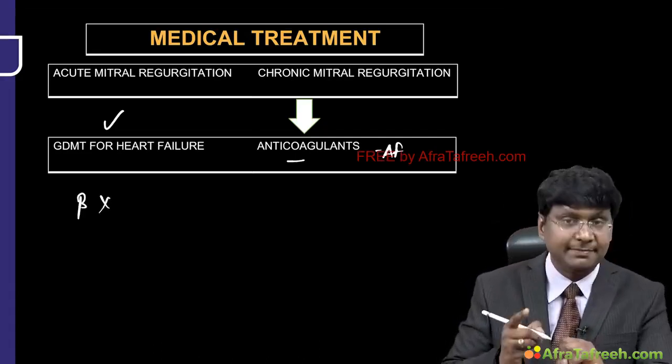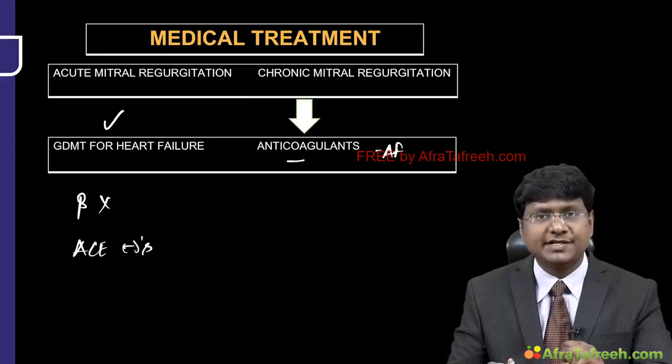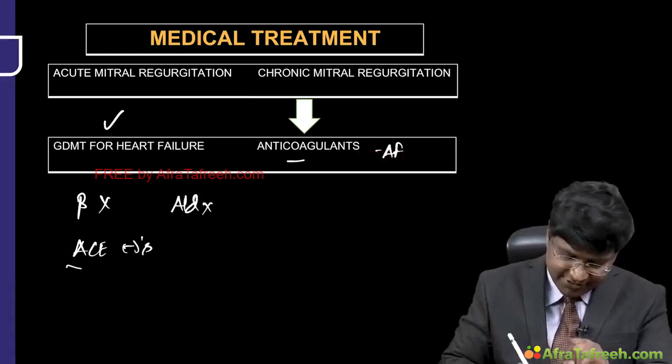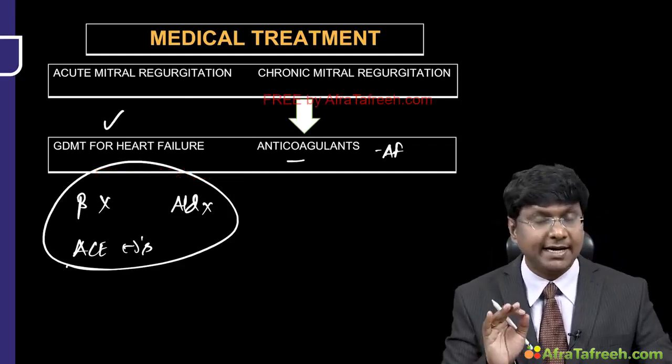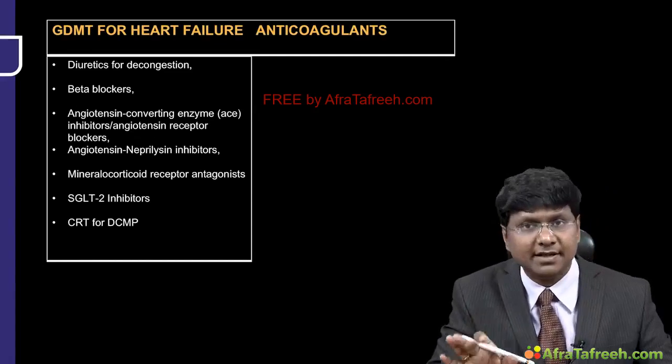Those drugs include the beta blockers. Those drugs include the ACE inhibitors or angiotensin receptor blockers. Those drugs include the aldosterone antagonists. So these drugs will reduce the mortality and prevent the cardiac remodeling. And that is your guideline directed therapy for heart failure.